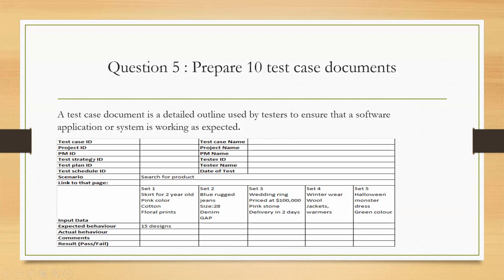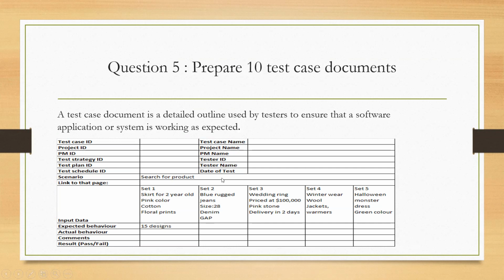So this test case document consists of the following details. Okay, like test case ID, the project ID, the project manager ID, test strategy ID, test plan ID, the test schedule ID, and scenario. Scenario we have given here is search for product. Regarding the application, whatever features you have developed, you can give for the scenario over here. Suppose logging into the application, registering into the application. Likewise, you need to give such scenarios.